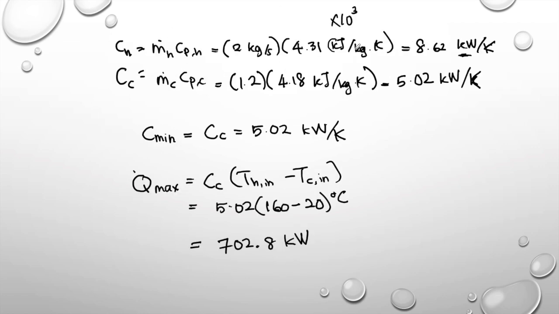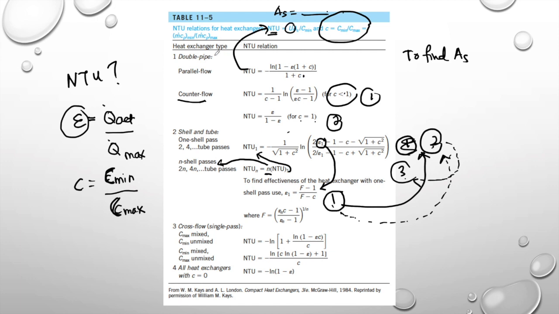Then we refer to this table. From this table, our question is double pipe and counter flow. Under the counter flow, we have two different equations, so we have to compare with the c value. Our c value is 0.582, so c is below 1. Therefore, we will use this equation. So take out this equation and substitute all the values into this equation.